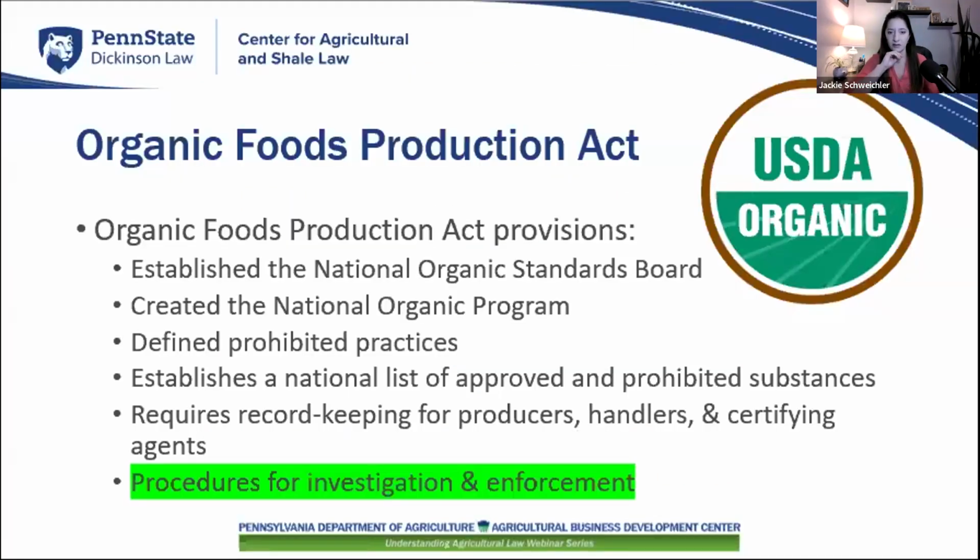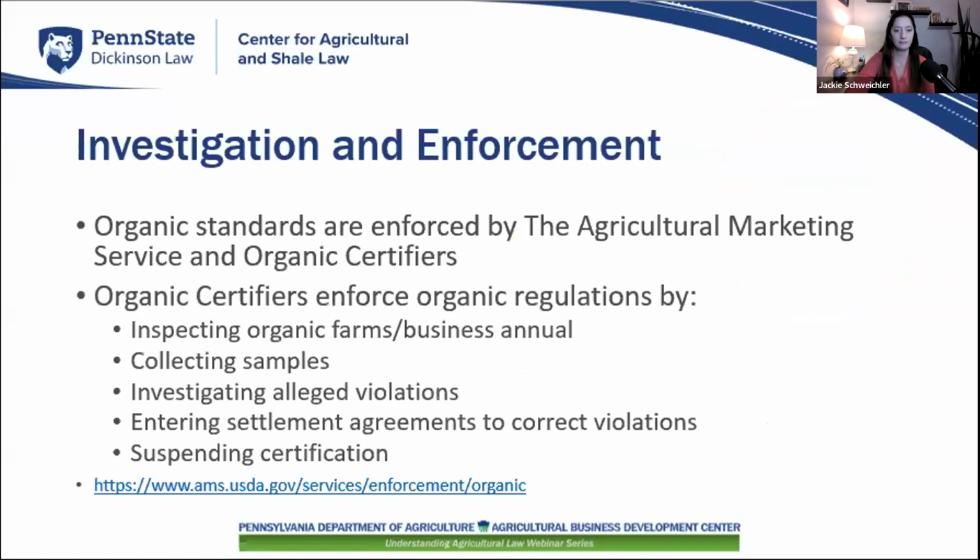The last provision that we're going to talk about with the Organic Foods Production Act is the procedures for investigation and enforcement. So organic standards are enforced by the Ag Marketing Service and organic certifiers. The organic certifiers are going to enforce organic regulations by inspections. They're going to collect some samples. They might investigate if there is a violation or an alleged violation. And if there is a problem, they'll enter into settlement agreements to correct those violations. And, if all else fails, they might suspend the certification.